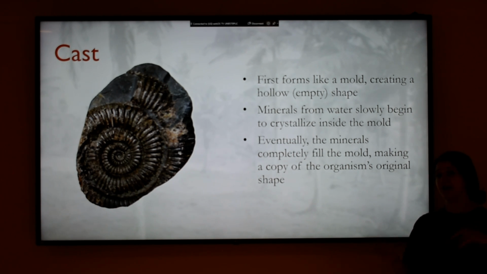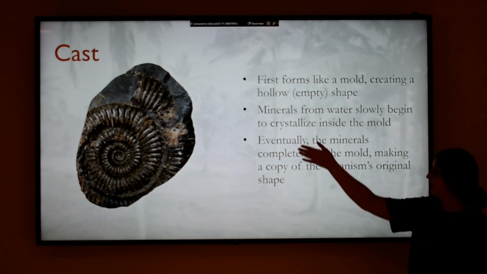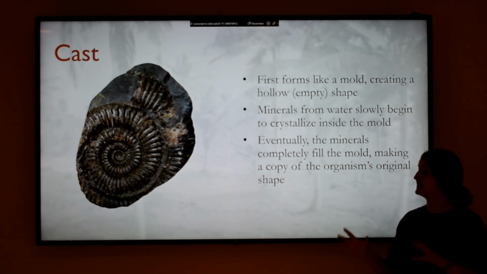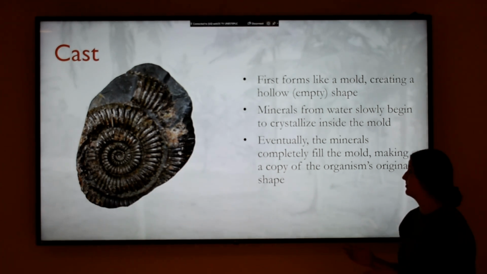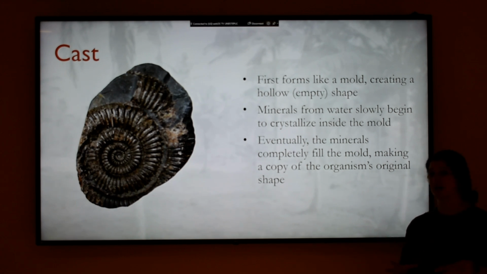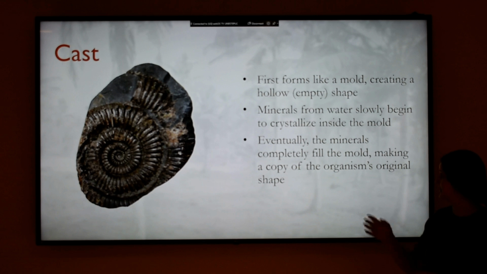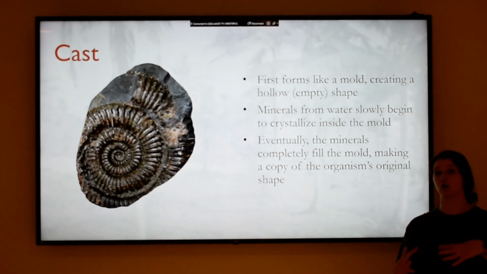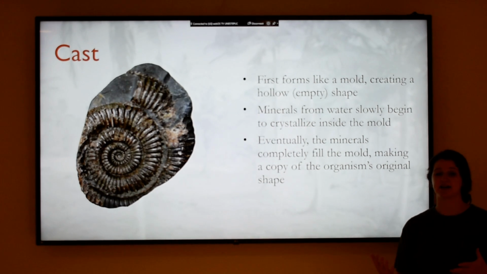And now we move on to a cast, which is pretty much the exact opposite of a mold. Like I said, it first forms as a mold, and it creates a hollow, empty shape once the organism dissolves. Then, once it has that empty space, certain minerals from water will slowly begin to fill up that mold, and they'll start to crystallize inside, so they form another solid. Eventually these minerals will completely fill the mold, and it makes a copy of the original shape, so you're left with a copy of what the organism would have looked like, and that's called a cast.